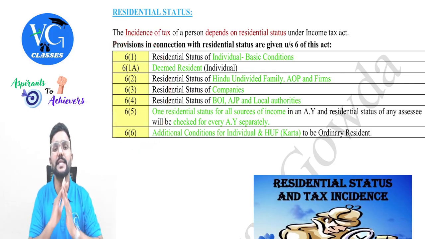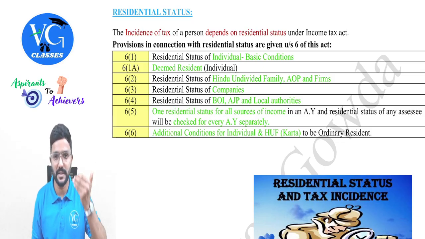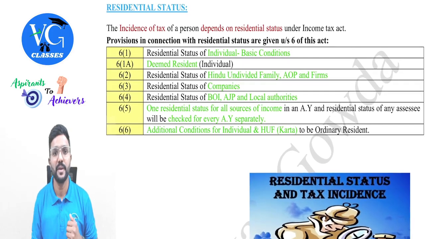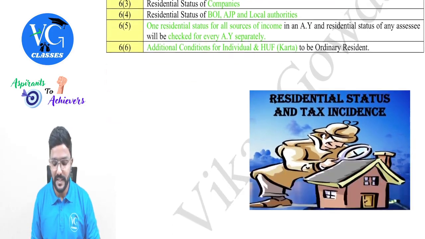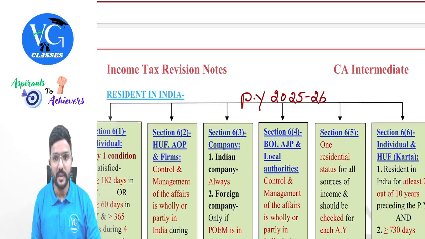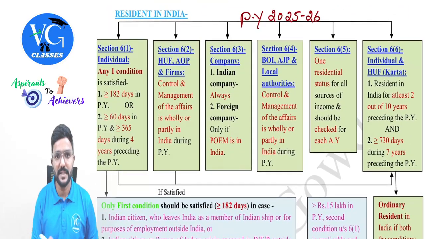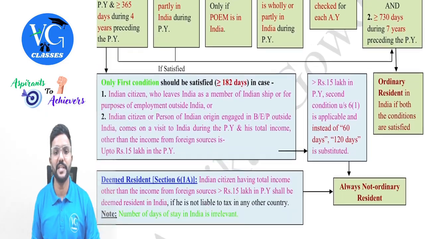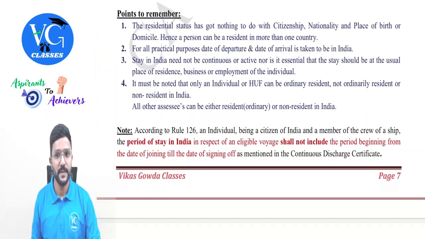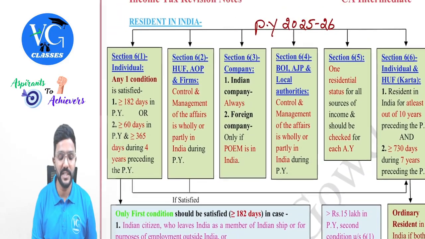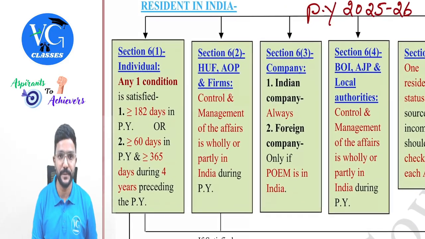And it has totally 7 subsections. I have given the list of sections here along with the title. You can just have a look into it. We'll be covering each and every section in detail. I have made one single chart which covers the entire topic of residential status, guys. So we'll learn it one by one. First, let us focus on the residential status of individual, guys.